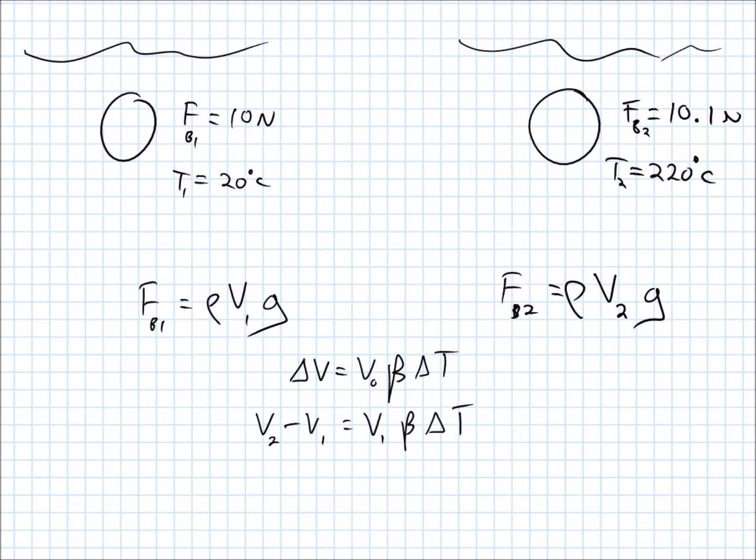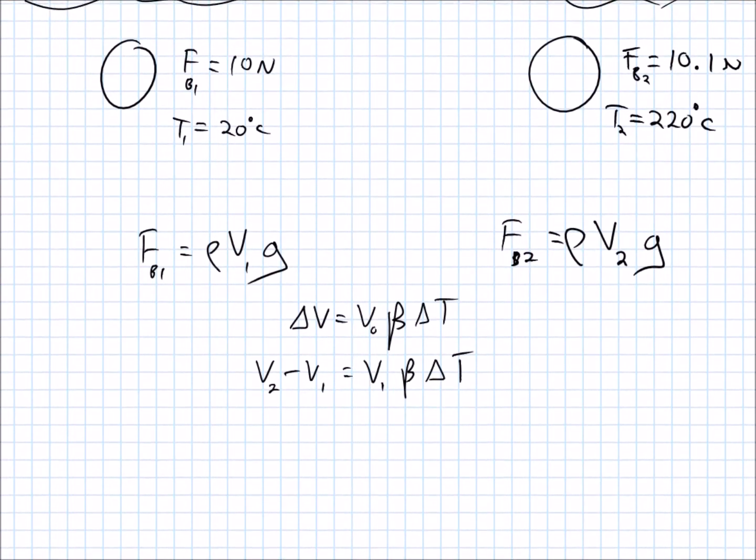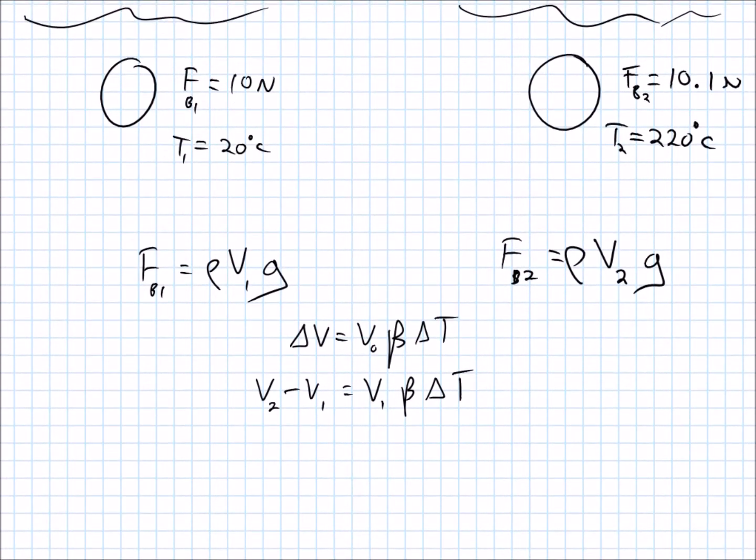Now I'm looking for beta, so we can go ahead and solve this for beta. Beta equals V2 minus V1 over V1 delta T. The only problem is we don't know the volumes. But what if I rearrange my buoyancy force equation? I could just solve it for volume.